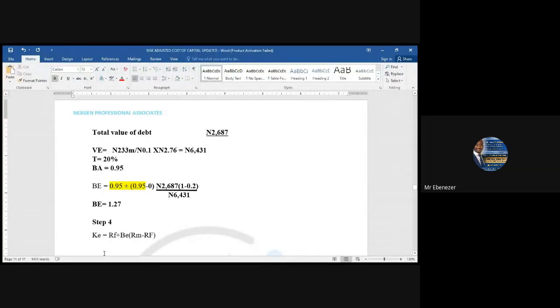So cost of equity, the risk free. What is the risk free? 2%. Then 1.27.